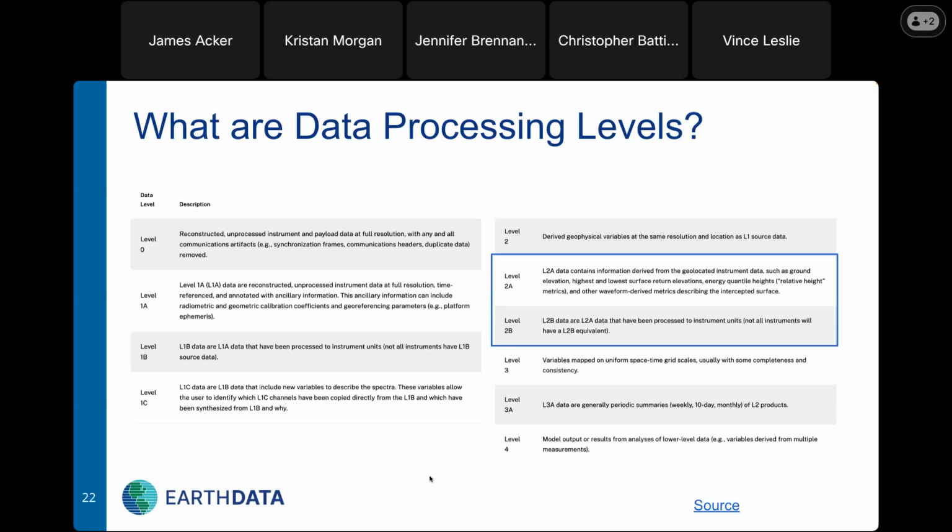The two most popular level 3 collections are MERRA and GPM. And then you start to get into level 4 collections, which actually use model output to fill in any of those other gaps. GES DISC actually does not host any level 4 collections, but other DAACs do.